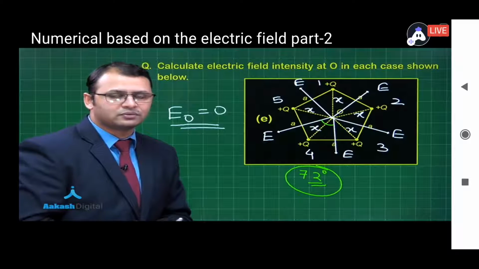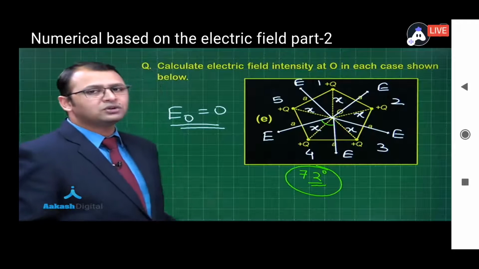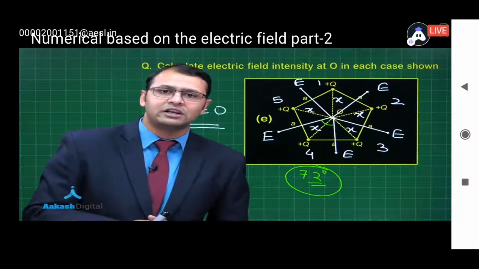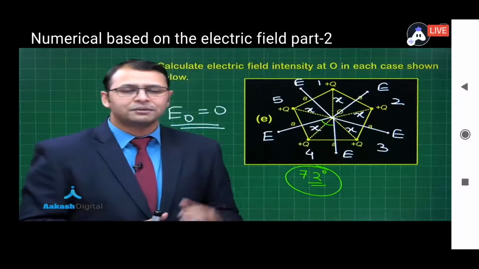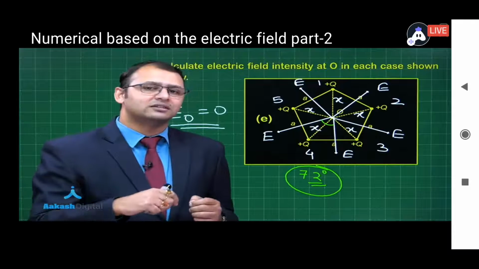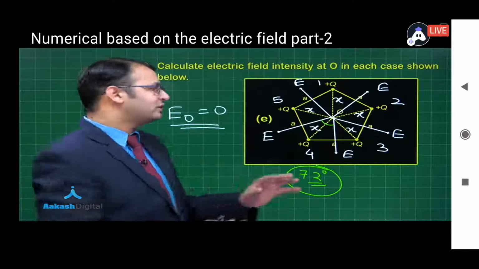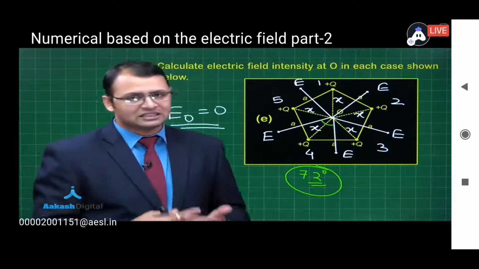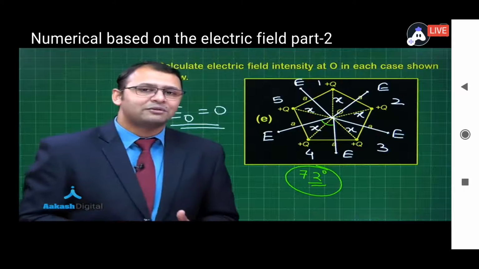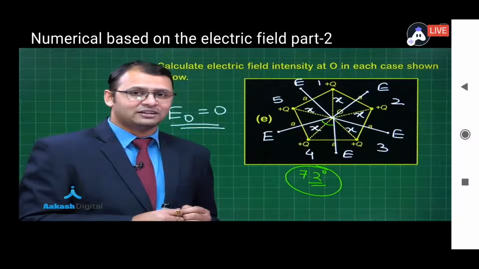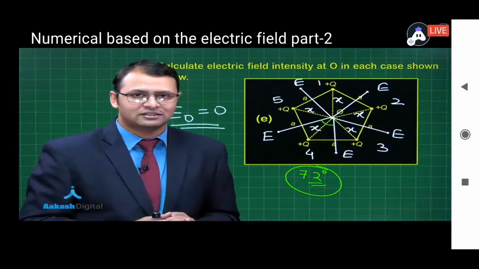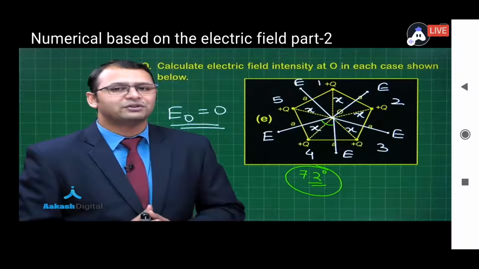0. Right? So we have understood that in all the cases of symmetry, by one method or the other, you will get the electric field to be 0. I hope you have understood all the applications in such cases. Now it's time to understand the same logic with a different numerical. Let's move ahead for the next case.